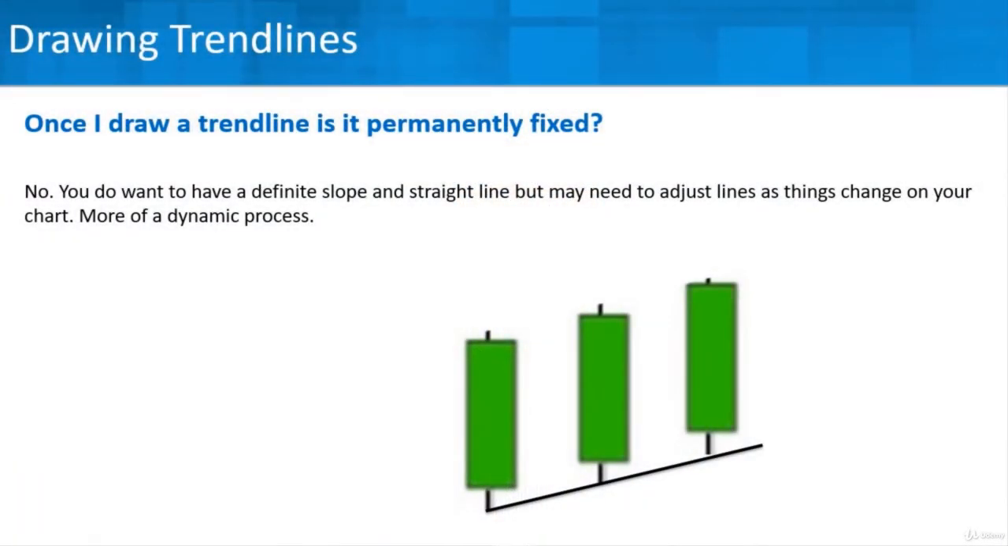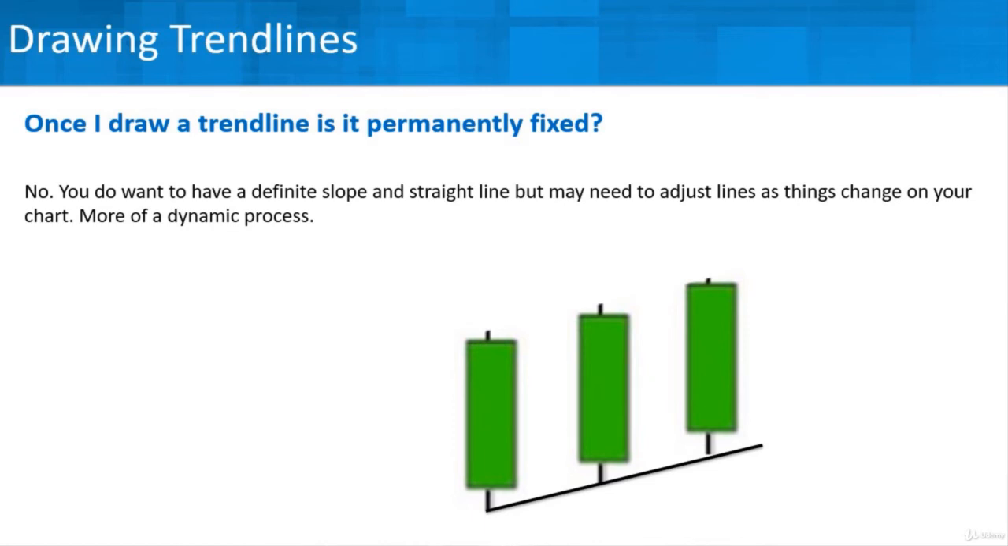Well, once I draw a trend line, is it permanently fixed? Does it just stay there? Does it never change? It typically will for certain periods of time, but in general, no. You do want to have a definite slope, and you will use straight lines, but you might need to adjust those starting points a little bit as things change on your chart. So it's more of a dynamic process.